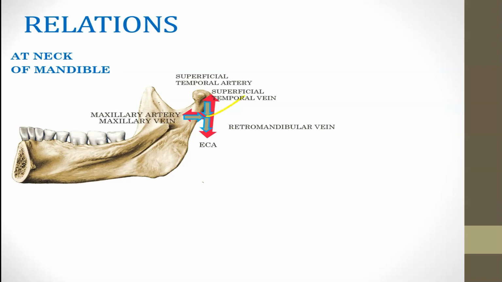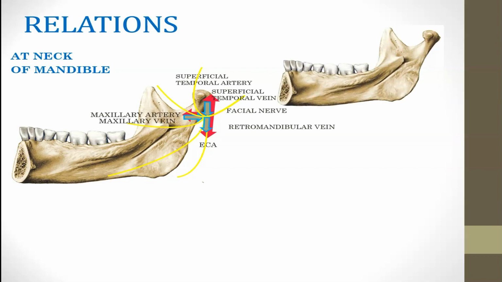After exiting from the stylomastoid foramen, the facial nerve crosses the styloid process and enters the parotid gland. At the level of the neck of the mandible, the facial nerve terminates into its 5 terminal branches. So we can see an artery, a vein and a nerve relation at the neck of the mandible.